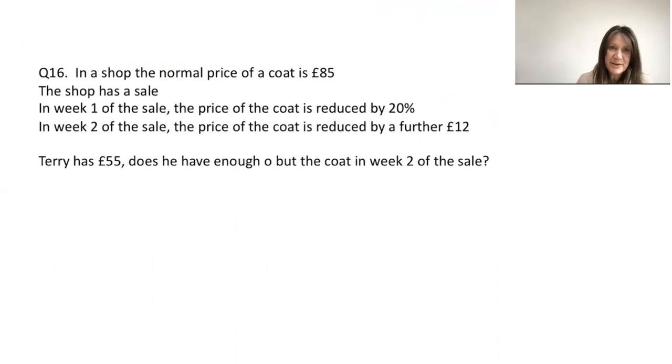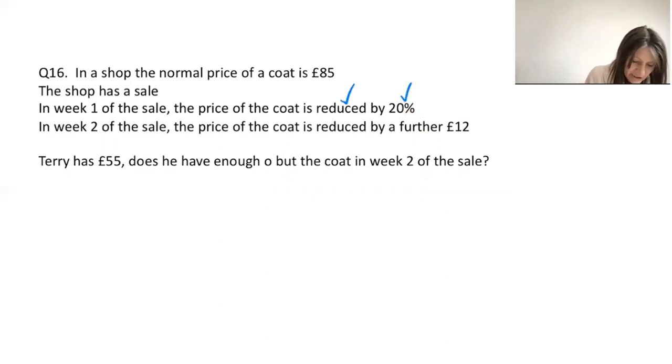All right, so here we go. We have a shop with the normal price of a coat at £85. It has a sale. In week 1, it's reduced by 20%. In week 2, it's reduced by a further £12. So there's 2 things happening. We need to do it one at a time. So that first line, the price is reduced by 20%. We've got a decrease. We've got a percentage.